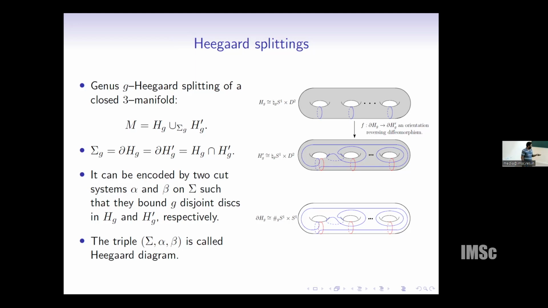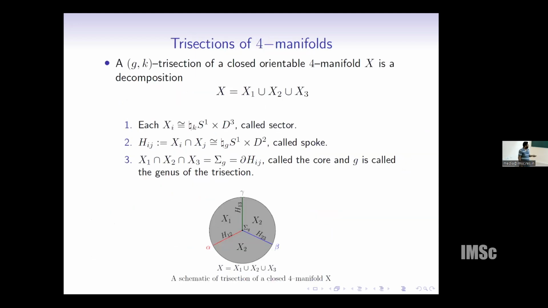So here is the Heegaard diagram of this guy. Now we define the notion of trisection. As I said, this is a generalization of Heegaard splitting. We will see why. A Gay-Kirby trisection of a closed orientable 4-manifold X is a decomposition of X into three pieces X1, X2, X3. Each piece Xi is diffeomorphic to the boundary connected sum of copies of S1 cross D3, called a sector, which is a 4-dimensional one-handlebody. The double intersection is diffeomorphic to the boundary connected sum of copies of S1 cross D2, which is the 3-dimensional handlebody we have seen already in the Heegaard splitting, called a spoke. The triple intersection is a closed orientable surface, which is called the core. And the genus g is called the genus of the trisection.